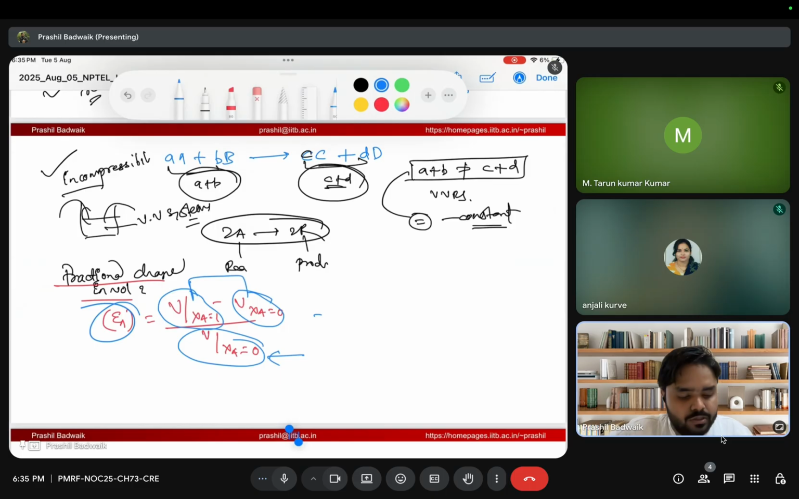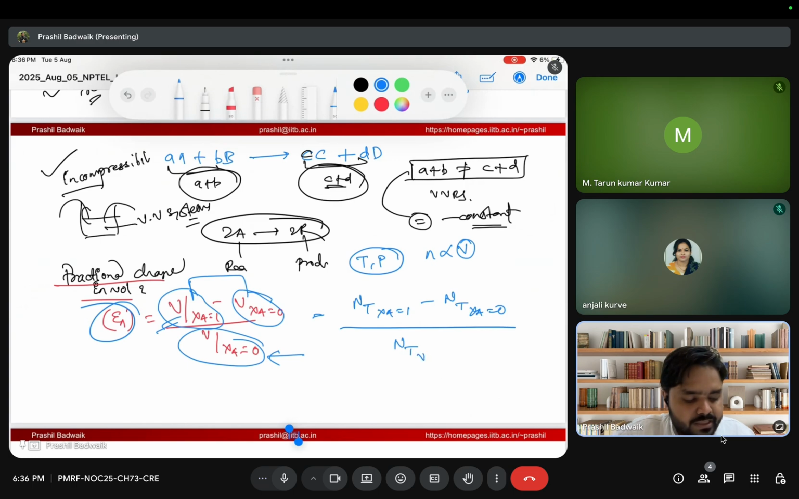So for constant temperature and pressure, we know n is proportional to the volume, so we can replace this volume with the number of moles. So total number of moles at XA equal to 1 minus total number of moles at XA equal to 0, divided by total number of moles at XA equal to 0. Correct? This gives you fractional change in volume.